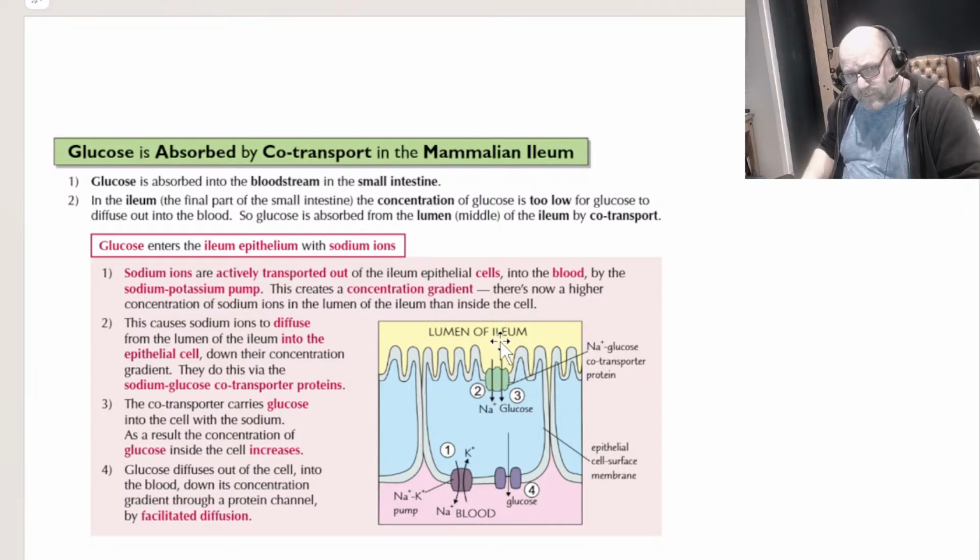So this mechanism of pumping sodium ions out here, actively using energy, using some ATP to pump the sodium into our blood, means low sodium here.